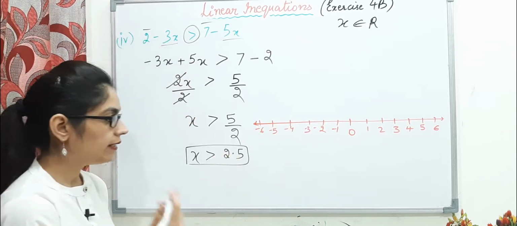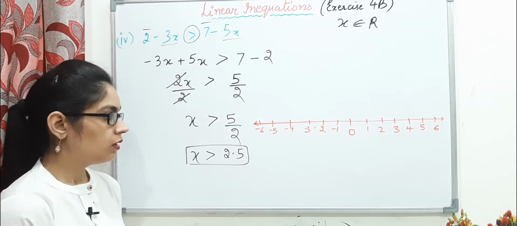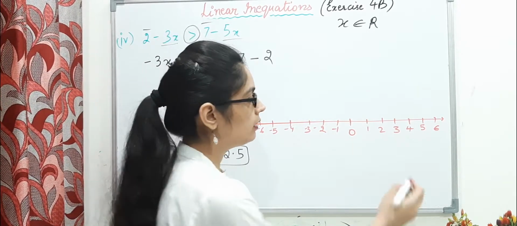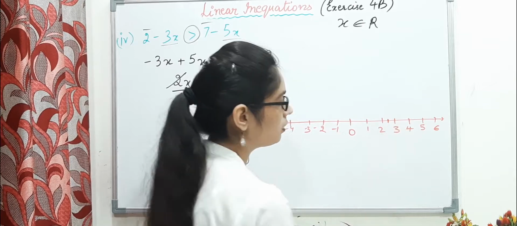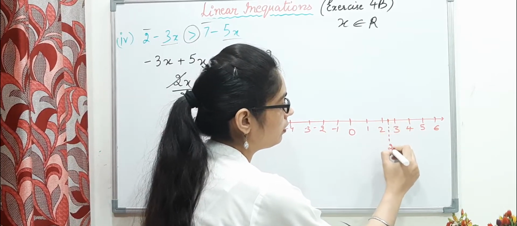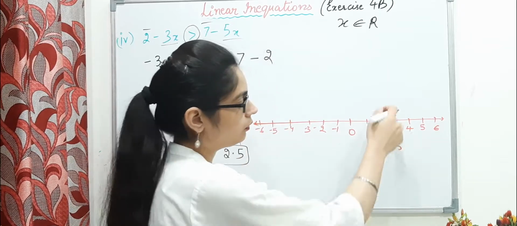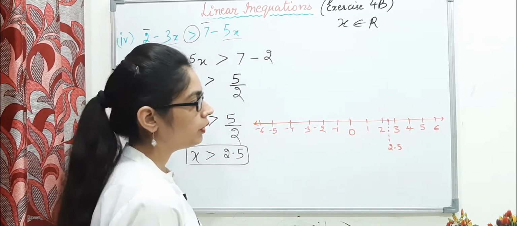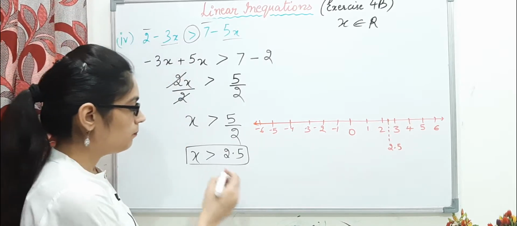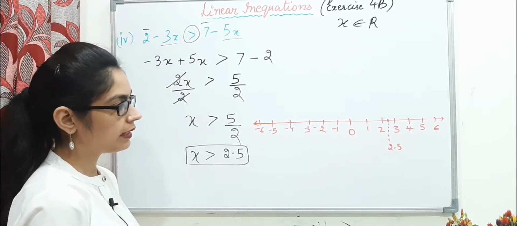So x is greater than 2.5. So where is 2.5? 2.5 is between 2 and 3, so somewhere here. So you can just locate it, you can write it down there, 2.5. Now you have located the point, here we have 2.5, only greater than sign is there.